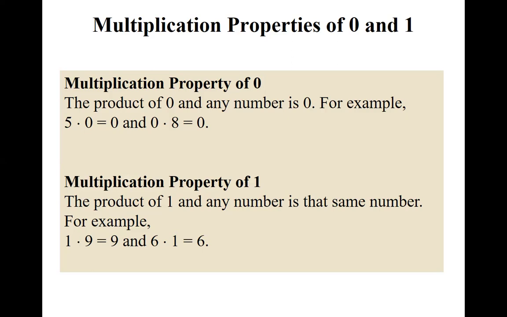Then there's the multiplication property of 1. Just like adding 0 to a number doesn't change it, multiplying a number by 1 doesn't change it. For example, 1 times 9 is 9. 6 times 1 is 6. It doesn't matter if that 1 comes first or if the 1 comes second. Either way, it does not change the number to multiply it by 1.